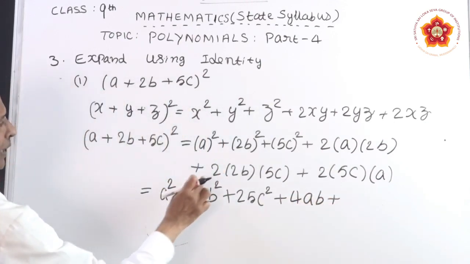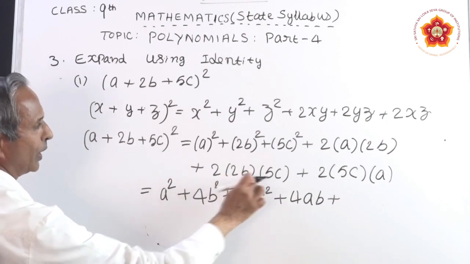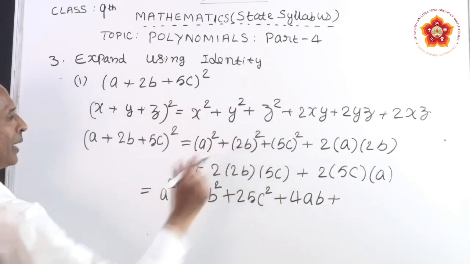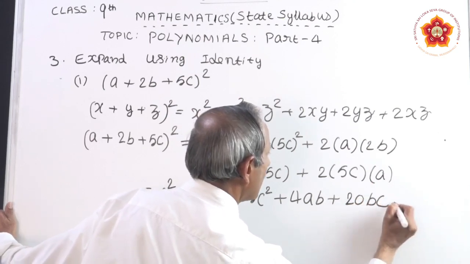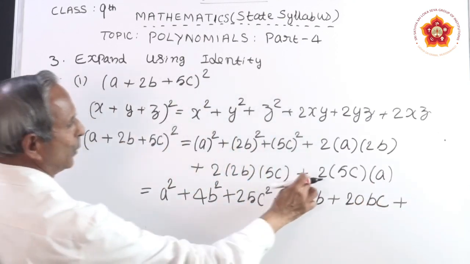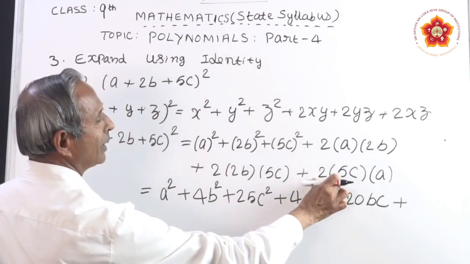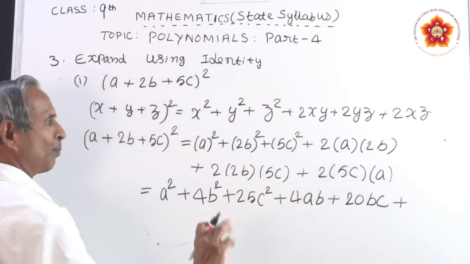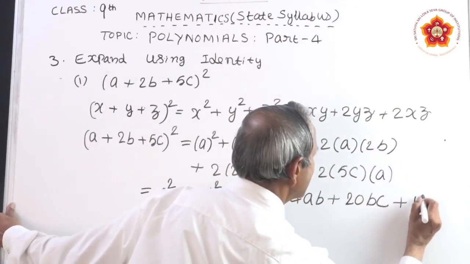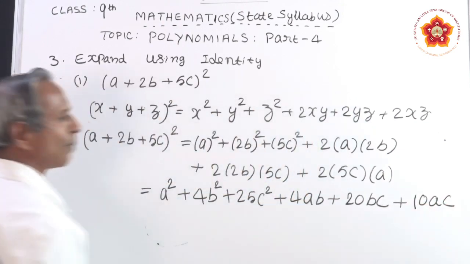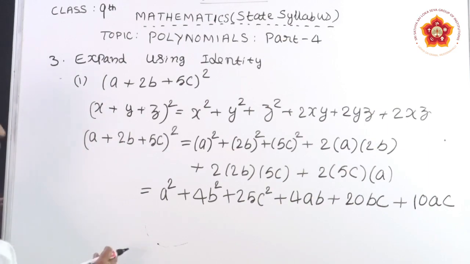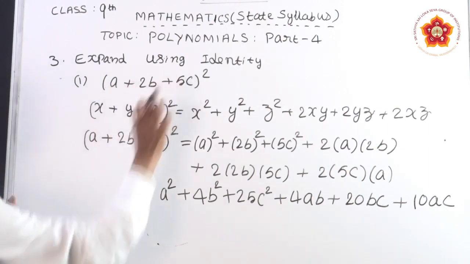Now let us move to the next term. 2 into 2, 4, 4 into 5, 20, b into c, bc, you will get 20bc. Now let us multiply the last term. 2 into 5, 10, ac you can write or ca, both are same, you can write 10ac. According to alphabets, a will come first, therefore we will write a first and then c. Therefore it is the solution for the first problem.